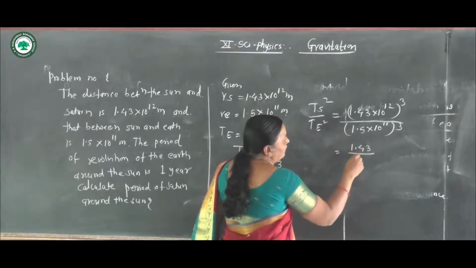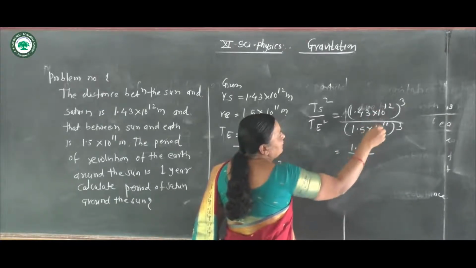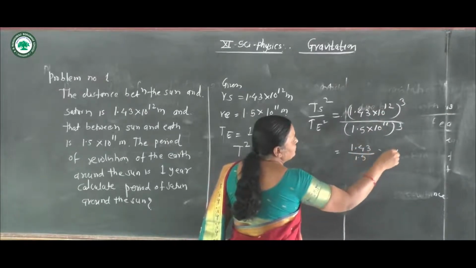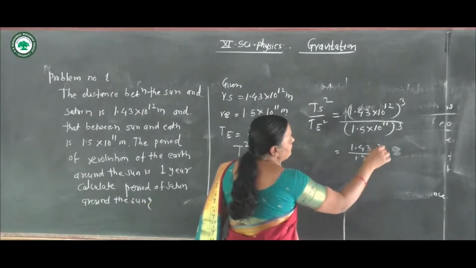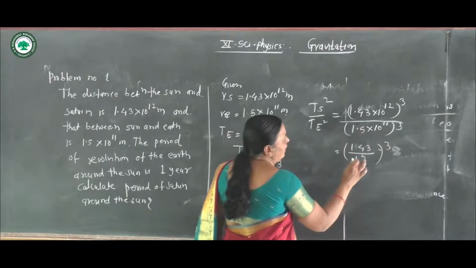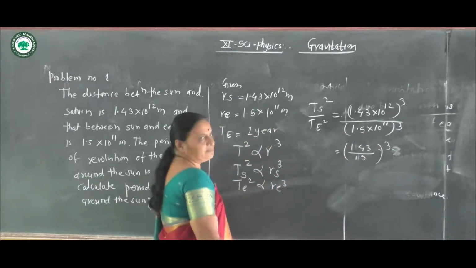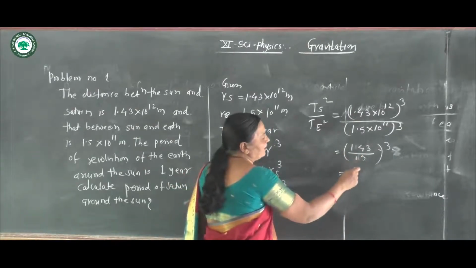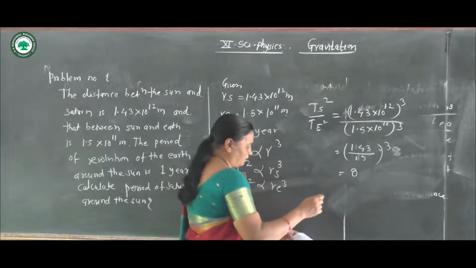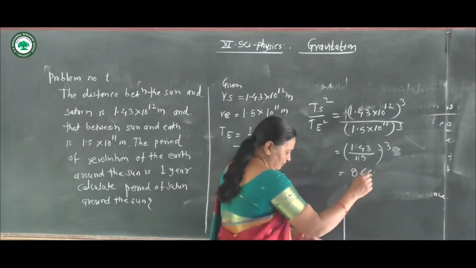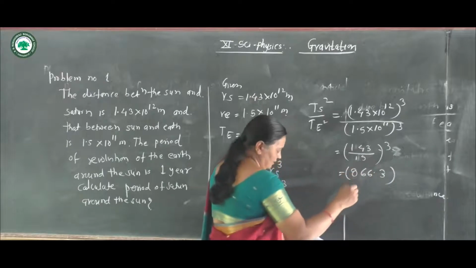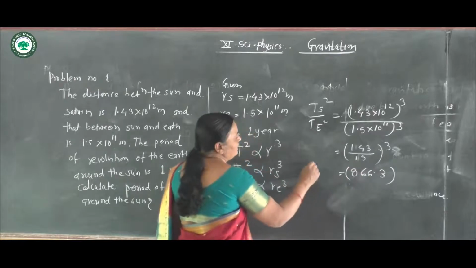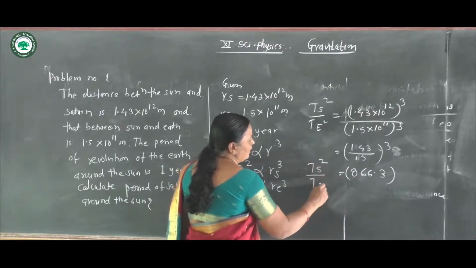1.43 divided by 1.5 into 10 raised to 11. We can take 10 raised to 11 common and it gets cancelled. We simplify this bracket, that is (1.43 divided by 1.5) cube. If we perform the calculation, the answer is 866.3 Ts square by Te square.